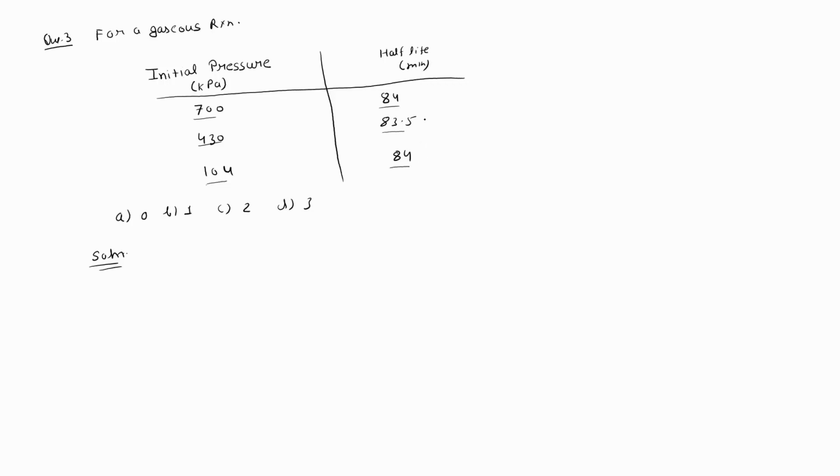If we don't take this data, it is only a difference of 0.5 minute, and 0.5 minute is actually 30 seconds, so you may have error in the experimental data. It should be 84 minutes. So from the data you can see half life does not depend on the initial pressure.